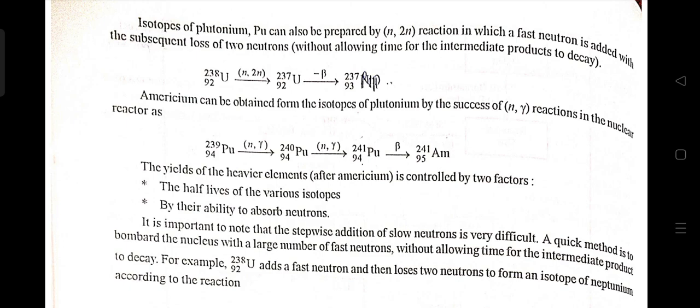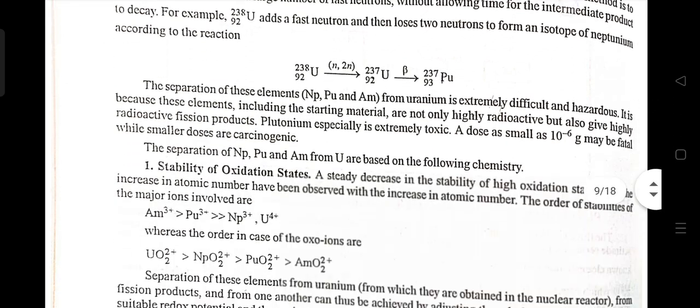It is important to note that the stepwise addition of the slow neutrons is very difficult. A quick method is to bombard the nucleus with a large number of fast neutrons without allowing time for intermediate products to decay. For example, it adds a fast neutron, then loses two neutrons to form an isotope of plutonium according to the reaction.